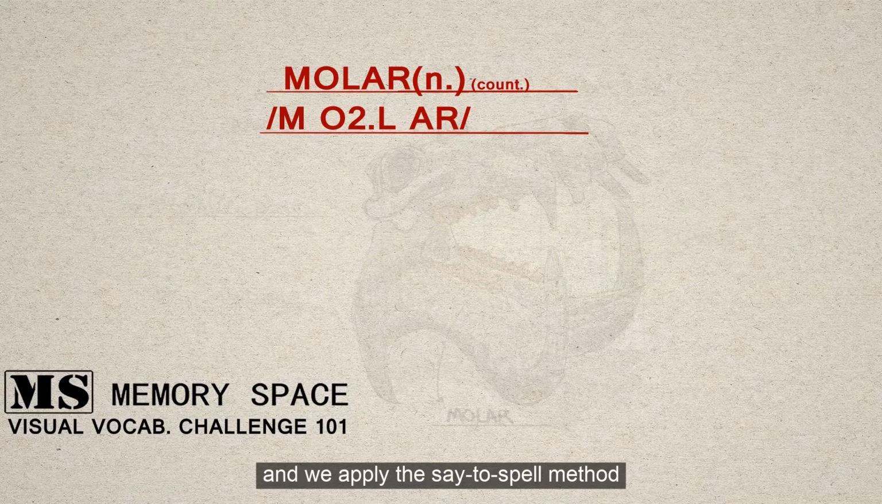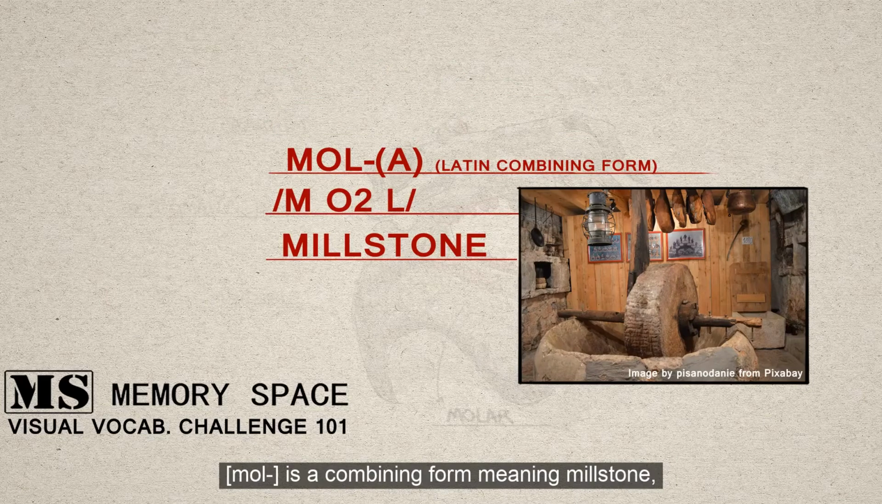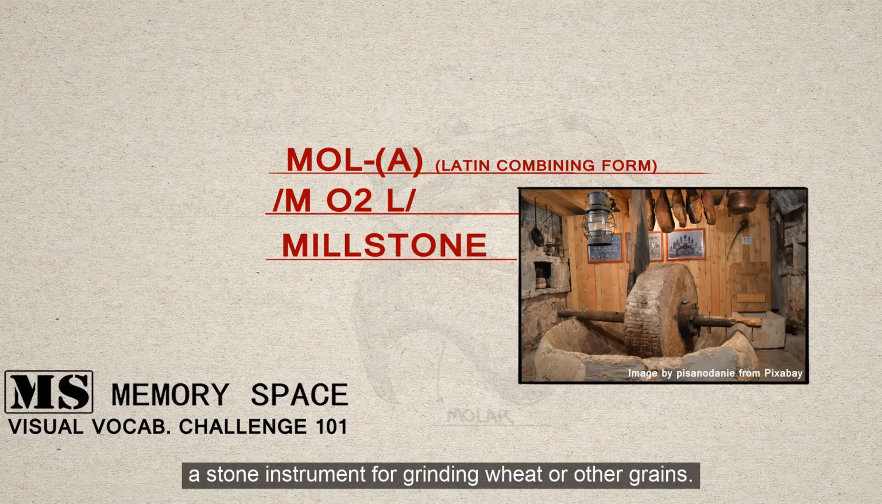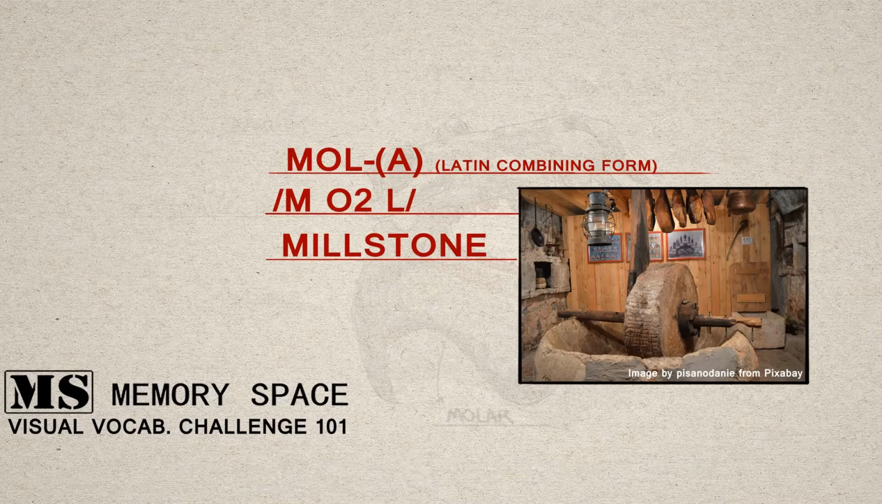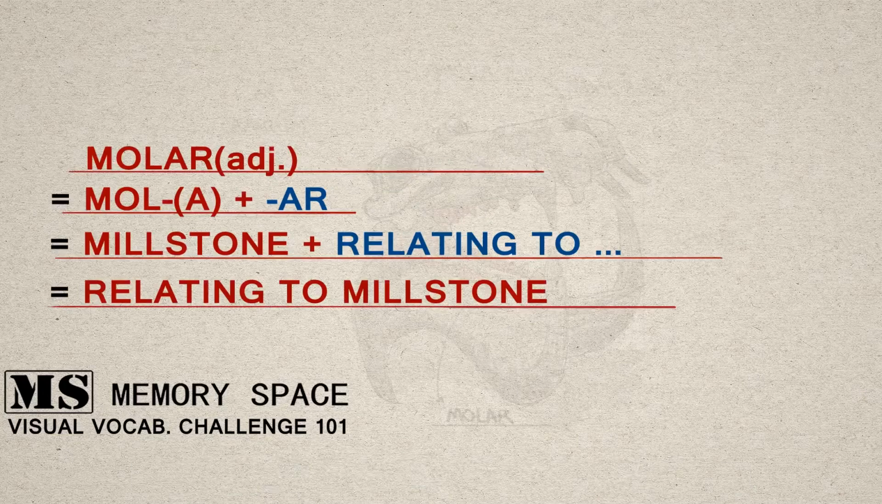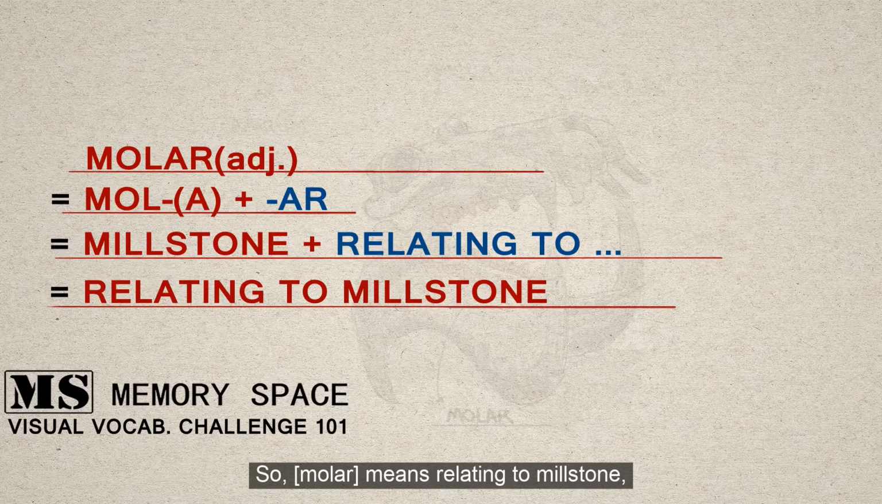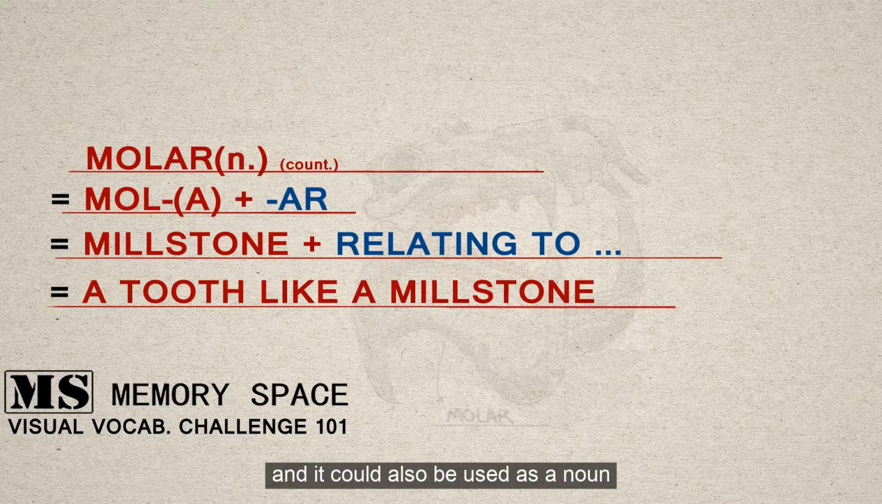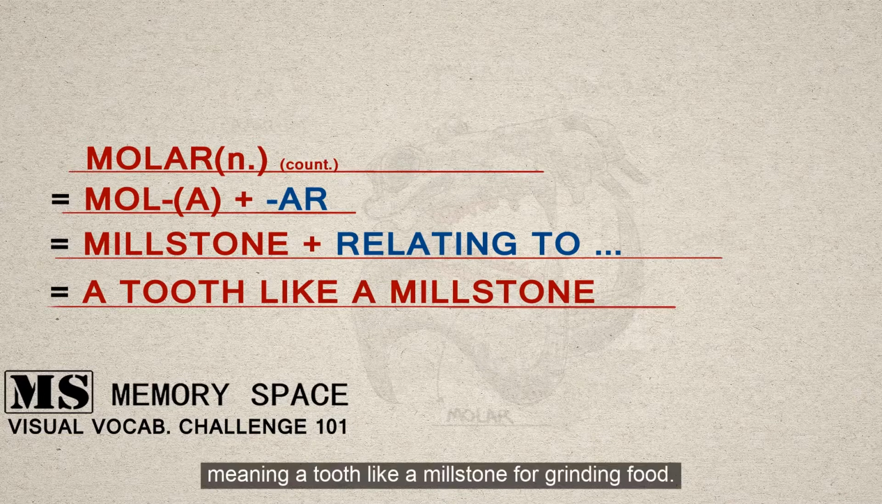And we apply the set to spell method and say mo-lar for spelling purpose by putting the stress on all syllables. Mo is a combining form meaning millstone, a stone instrument for grinding wheat or other grains. Ar is an adjective suffix meaning relating to something. So molar means relating to millstone, and it could also be used as a noun meaning a tooth like a millstone for grinding food.